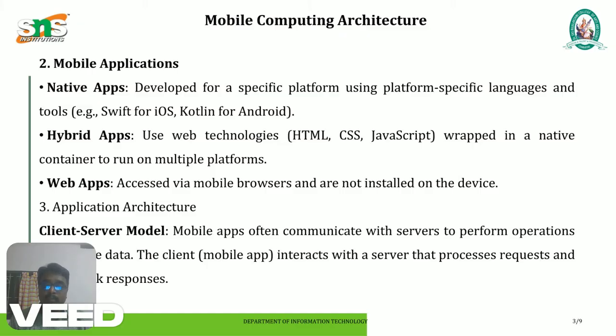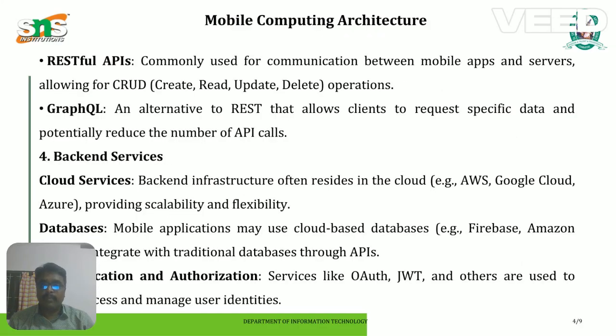Next, the client server model. Mobile apps often communicate with servers to perform operations on the data, like a normal client server architecture. The mobile app interacts with the server, and it handles requests and responses like any other client server model. Next comes RESTful APIs. They are commonly used for communication between the mobile apps and the servers, for example for update or delete operations.